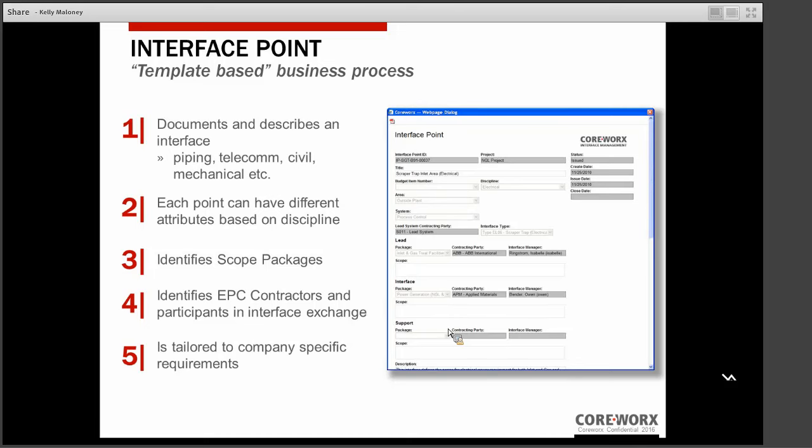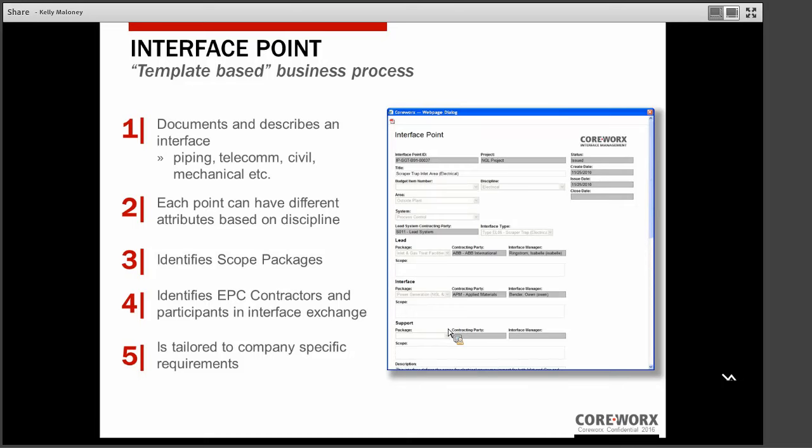Part of the interface point is also the identification of the scope packages. So where is this boundary? Who are the interfacing parties for this particular interface? Post-award, the contractors will be identified. So Coreworx has a process to go through and update the interface register as the contract award process is completed.